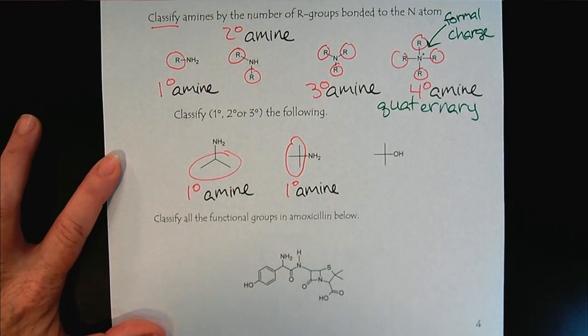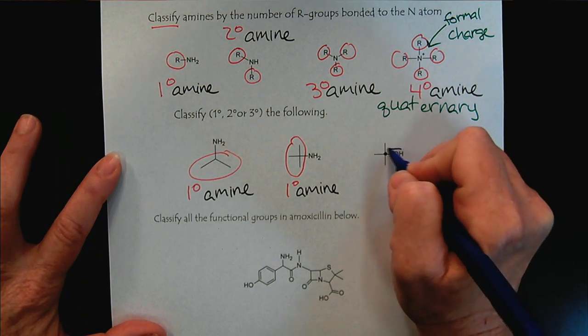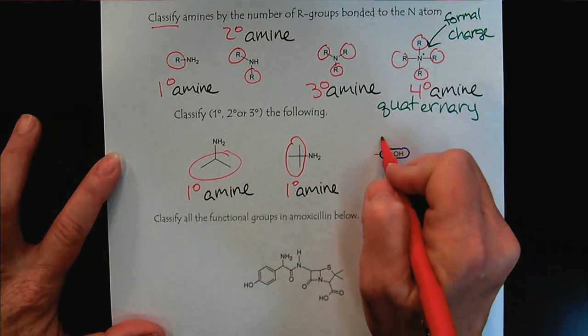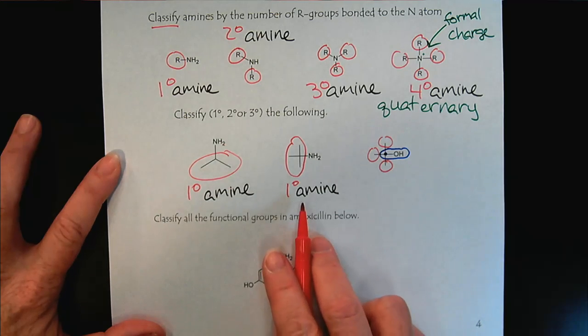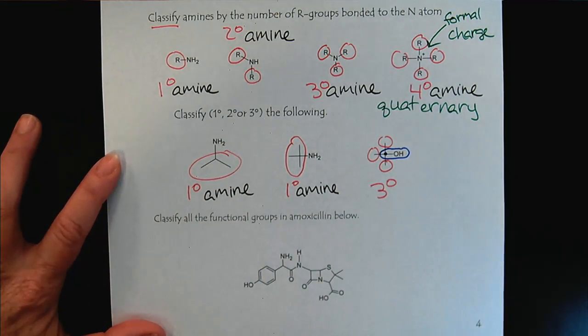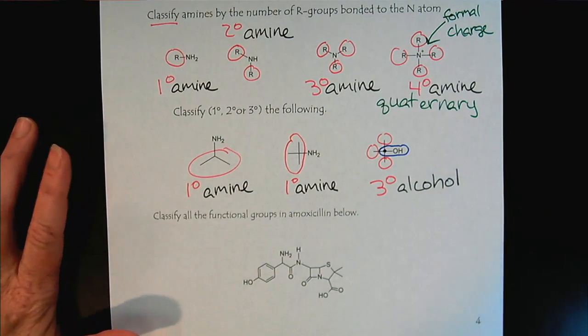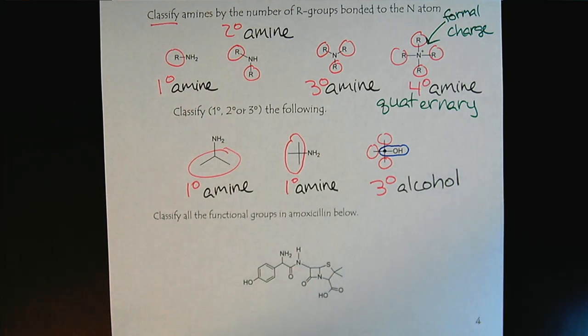But remember that when we're looking at alcohols, we look at the carbon that bears the alcohol group. So even though this amine and this alcohol have the same hydrocarbon backbone, this is described as a primary amine, and this would be described as a tertiary alcohol. So it's important to keep in mind the differences in classifying amines and alcohols.